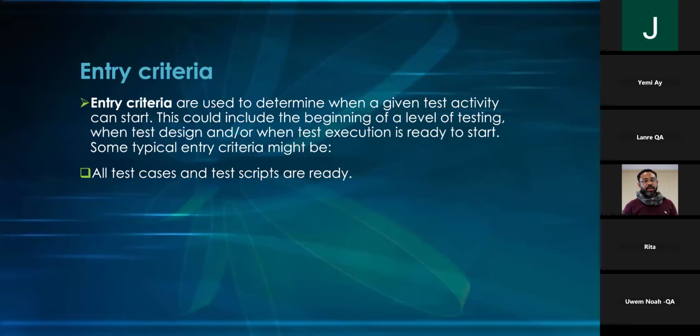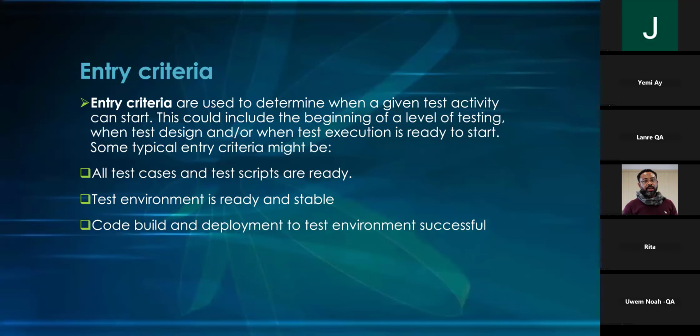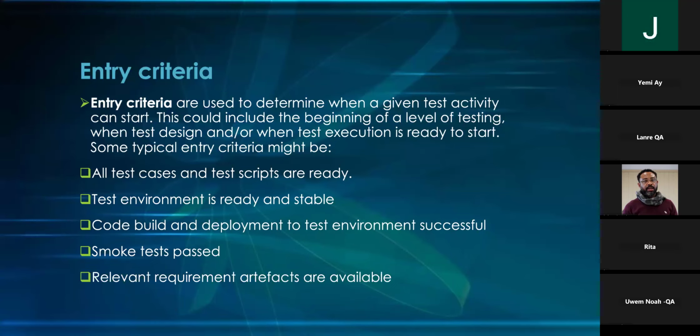So all your test cases and scripts are ready. Test environment is ready and stable. Code build and deployment to test environment successful. Smoke test passed. You can see all the entry criteria. Relevant requirement artifacts are available. What are the relevant requirement artifacts? One of them is what we're discussing now: the test management, the test plan, the test strategy, all this. Your test cases and scripts are ready, test environment is ready, the code and deployment to test environment successful. That's when you can say testing has started.